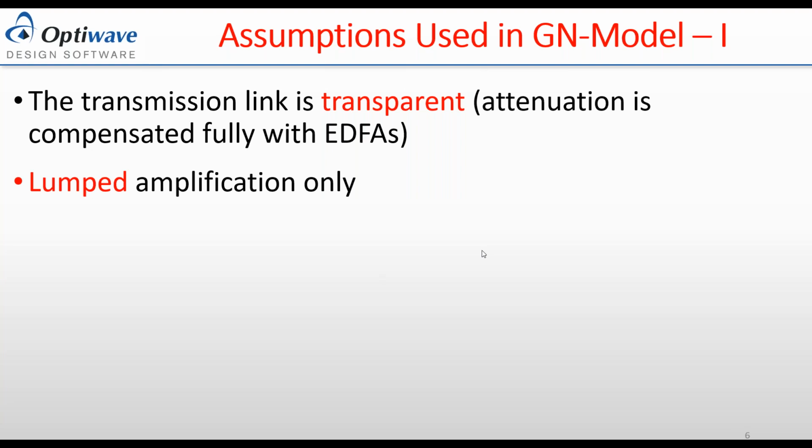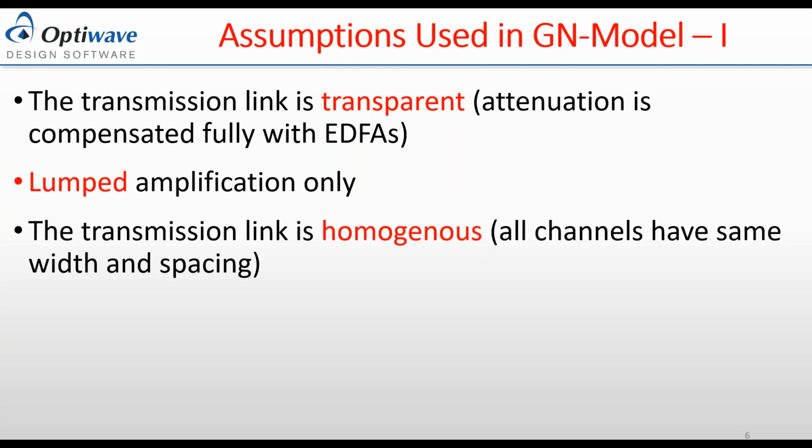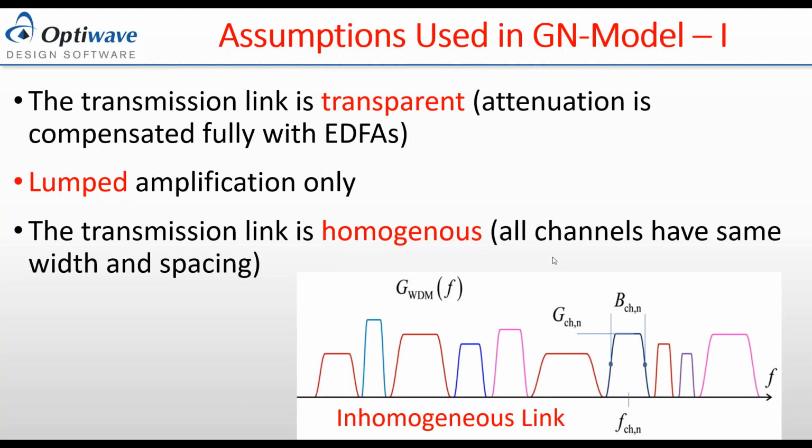The second assumption is that the amplification is lumped amplification. There is no distributed amplification in the model. However, the model can accommodate distributed amplification; at this stage it is not added in the component in OptiSystem. The transmission link also assumes that the link is homogeneous, which means all the channels have the same bandwidth and wavelength spacing. Here you see in this figure an inhomogeneous link where each channel has a different bandwidth, and that cannot be handled using the GN model.